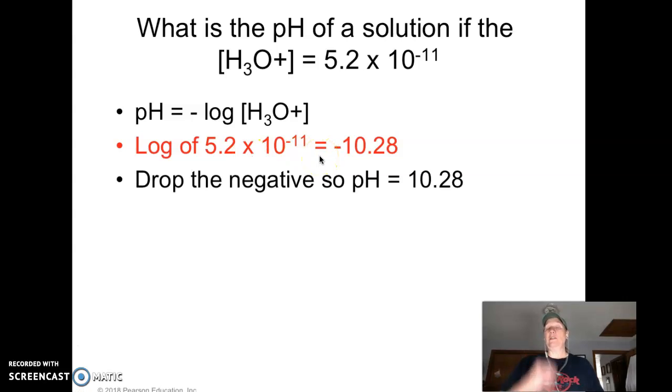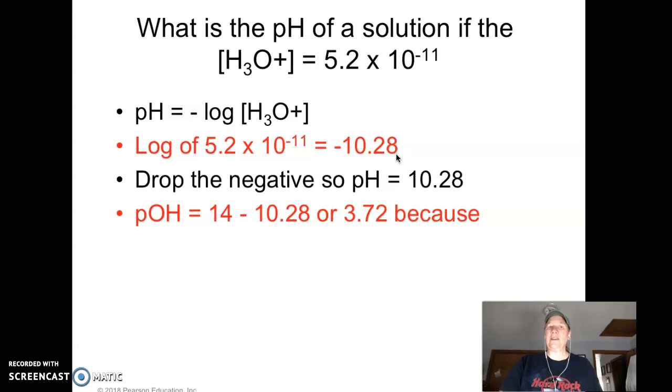So what would this solution be? Well, if its pH is 10.28, that's going to be a base. That's above 7. And if I want to find the pOH, then what I would do is take 14 minus 10.28, because the pOH and the pH always equal 14. So if I take 14 minus 10.28, the pOH of this solution is 3.72. And again, that would tell me it's a base, because remember, for pOH, low numbers are bases, high numbers are acids. If we're doing pH, low numbers are acids and high numbers are bases. Okay, so that's where that came from.